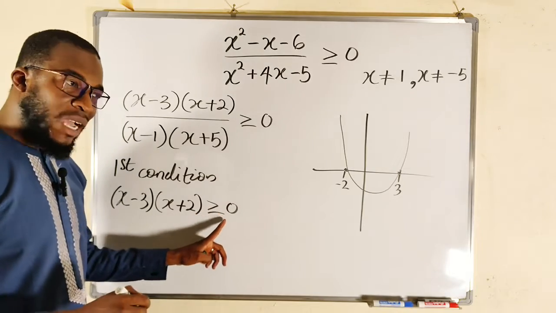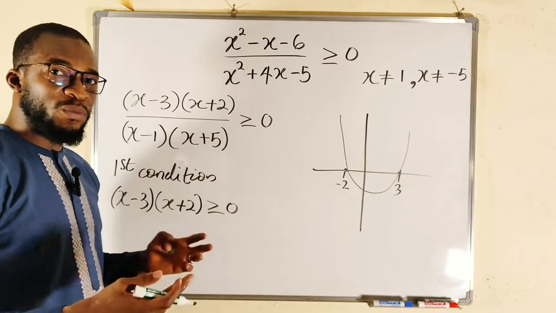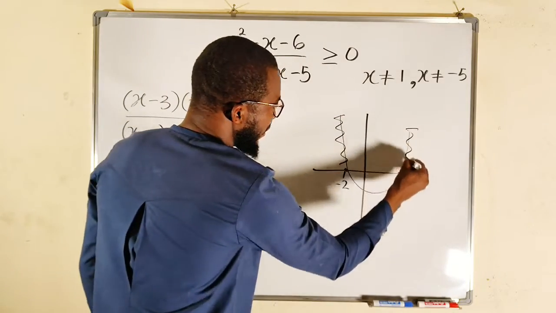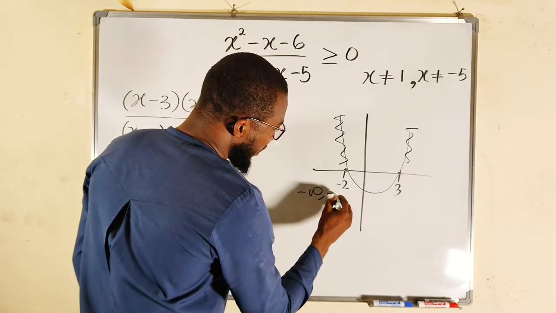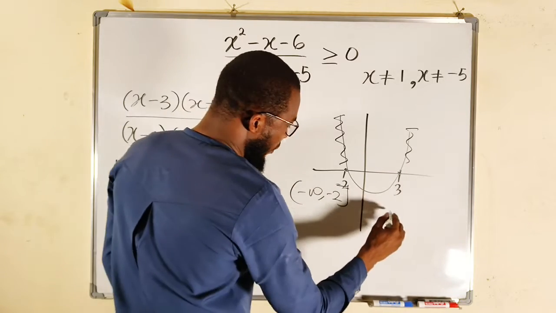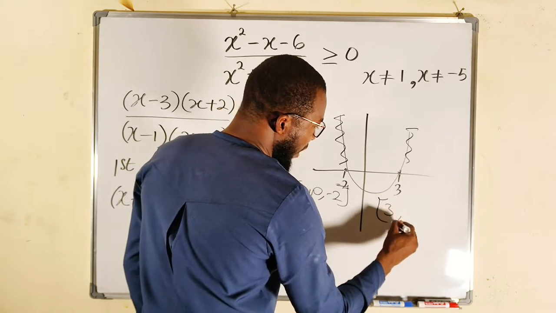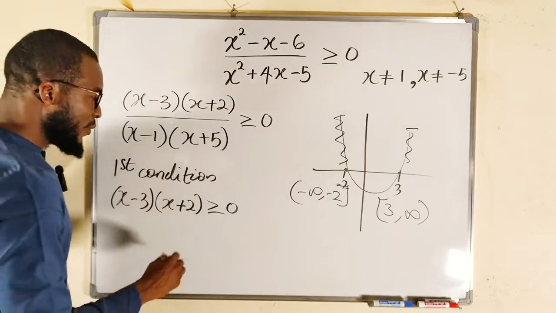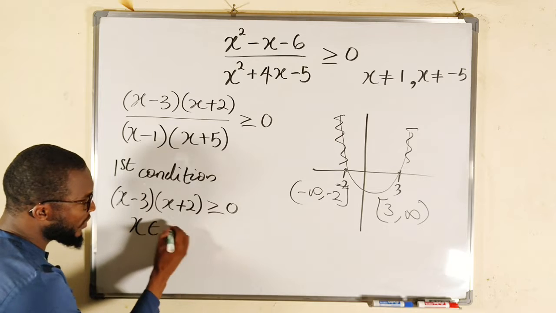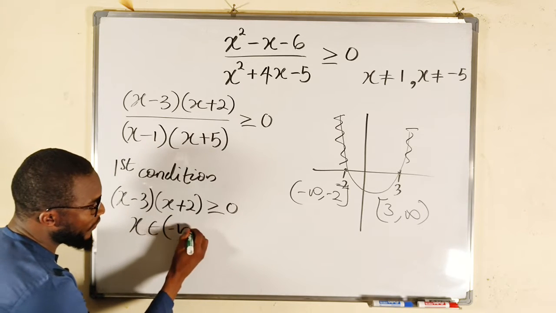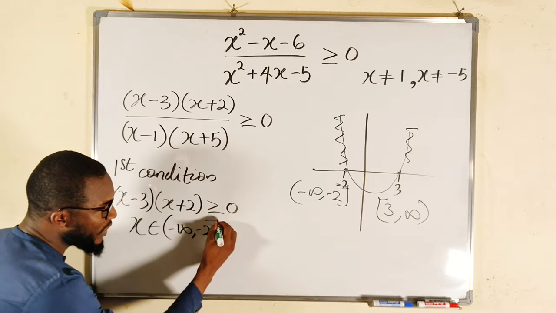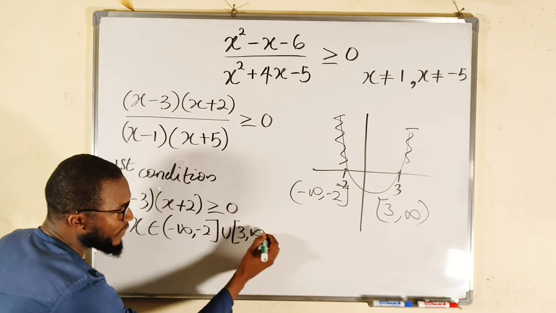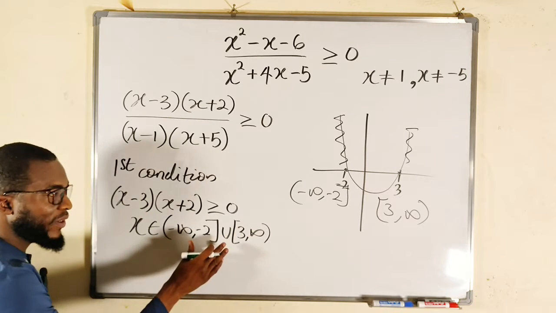And we are talking about greater or equal to 0. Where are the values of y said to be greater than 0? Above the x-axis, right? So everything on this leg, from -infinity down to -2, including -2. Then we have from 3 down to +infinity. Everything here will make y to be positive. So the solution here is what? x belongs to the set of values from -infinity down to -2, including -2, union from 3 down to +infinity. So this is the solution to the first inequality.